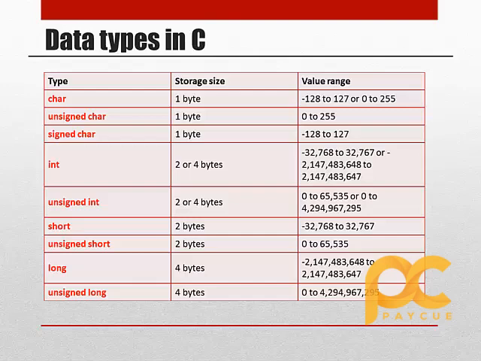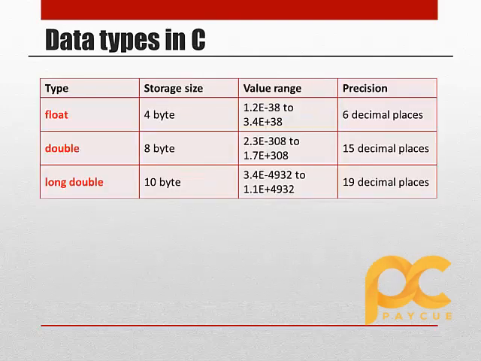Now let's go to the floating point data types in C. Float, its storage size is 4 bytes and it holds the given value range and its precision is 6 decimal points. Double, its storage size is 8 bytes, which is double the float, with the given value range, and its precision is 15 decimal places.